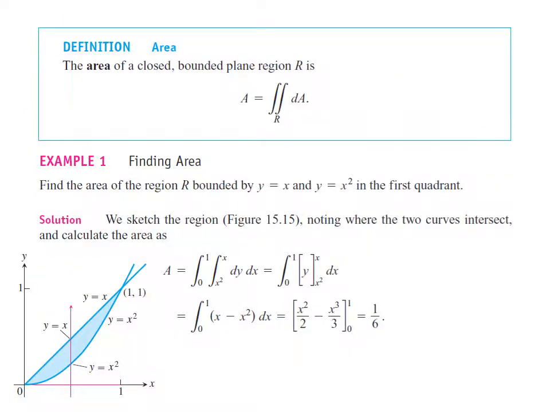So now let us define the area of the region. The area of a closed bounded plane region R is given by A is equal to the integral over R of dA, where dA is equal to dx into dy or dy into dx. So find the area of the region R bounded by y is equal to x and y is equal to x square in the first quadrant.